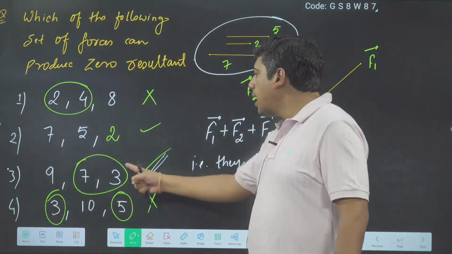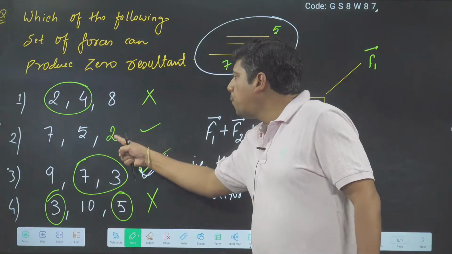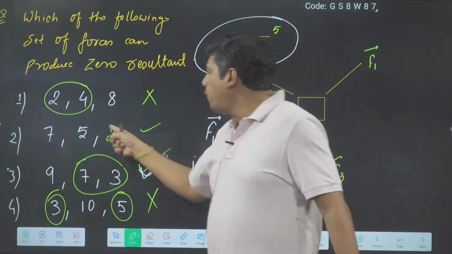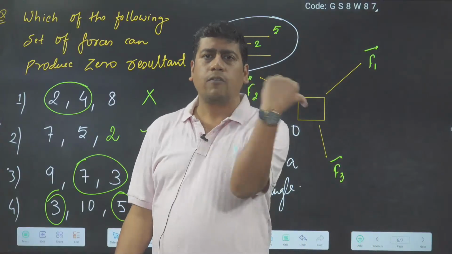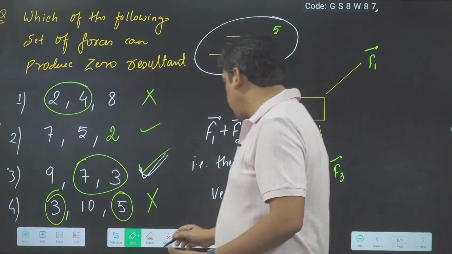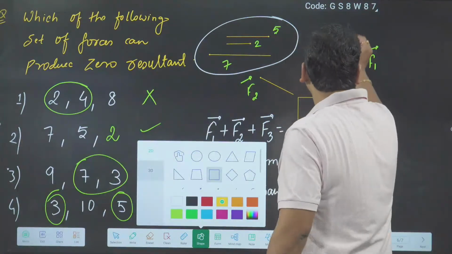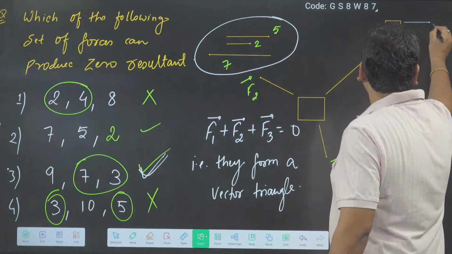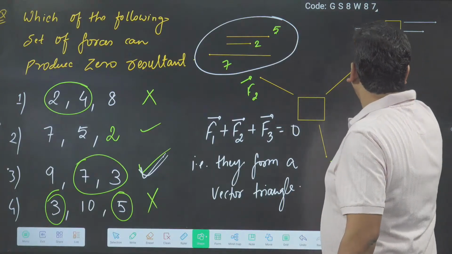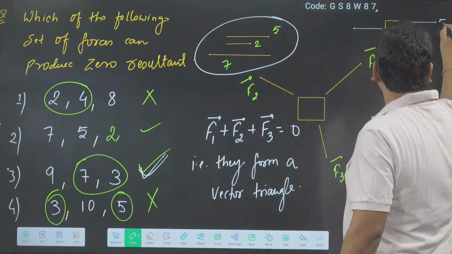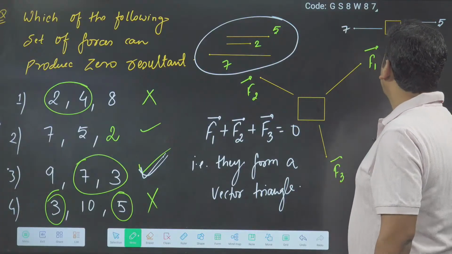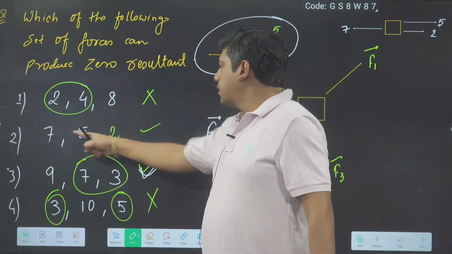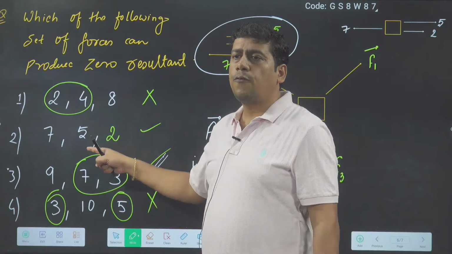If zero resultant is asked, then here 5 plus 2 is 7. Understand now why? Do not try to memorize. Understand. If I apply 5 and 2 in the same direction, it will become 7, and then it will be opposed by 7. Let's say this is a block: 5 Newton, 2 Newton, and this is 7 Newton. It should not form a triangle. Right? Here the net force is 0. So in this case also net force can be 0, but it will not form a triangle.